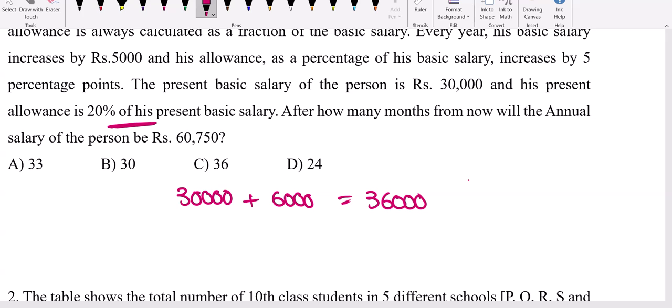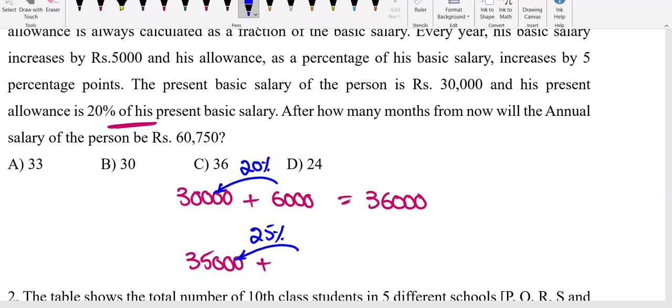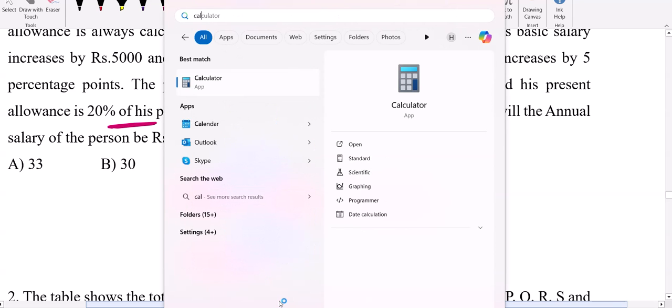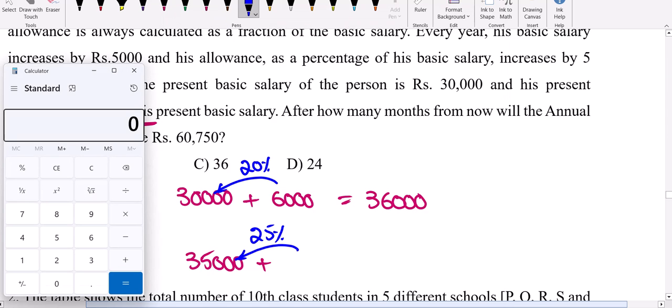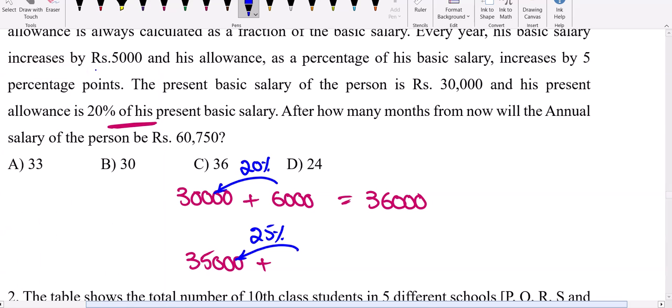Next year, what will happen? Your basic salary increases by 5,000 and becomes 35,000, and now the allowance is 25%, not 20%. 25% means divide by 4. When you divide by 4, what's the value you'll get? Or 125% of that directly. You have a calculator allowed, no tension in the exam. You can have a virtual calculator allowed. I can write directly 1.25 times 35,000 or 1 by 4 of 35,000. So 35,000 divided by 4 added to 35,000 is 43,750.